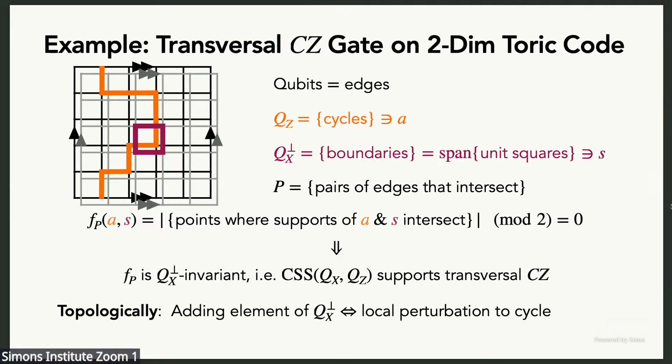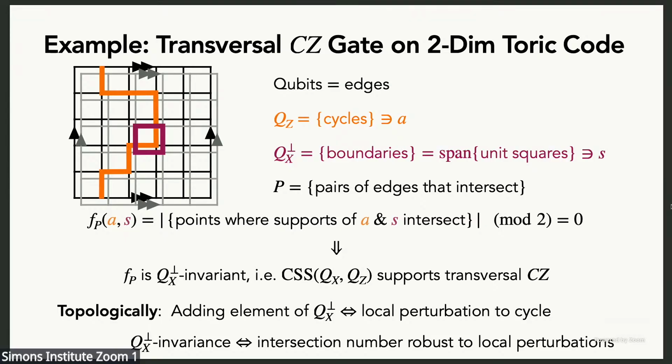The topological view of this is that every time we add an element of QX perp to some cycle, so we add some square to some cycle, that's literally just doing a local perturbation of a cycle. Like if we have this cycle in orange, then we imagine adding in this square, that will locally perturb the cycle, it'll reroute it to go up here instead of down here. So what this says is that QX perp invariance is really just the same thing as having a robust intersection number, meaning robust with respect to these local perturbations that we get by adding boundaries or adding squares. This is the topological picture that I mentioned at the start of the talk.